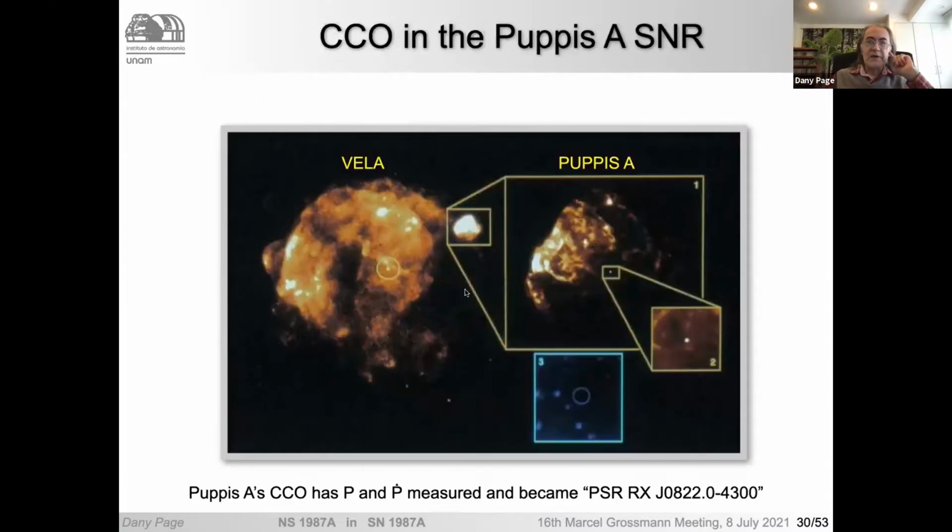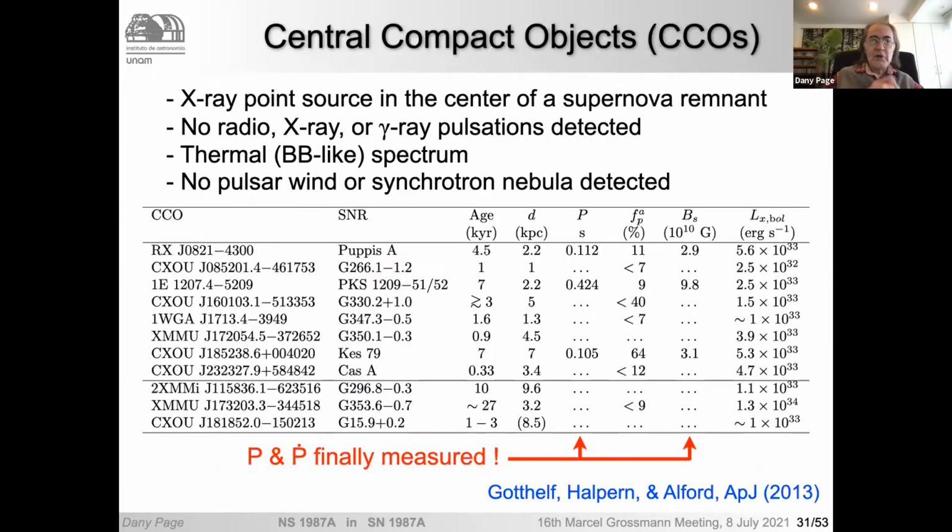There are other objects like this, like Puppis A, nearby the Vela supernova remnant. This is the Vela pulsar. It is a pulsar. Puppis A contains a central compact object, just a bright young neutron star emitting thermal X-rays. At present, there are about a dozen of these central compact objects. In 3 of them, P and P dot have been measured. So they call them pulsars, but it's not a pulse like a normal pulsar. It's just a slight modulation.